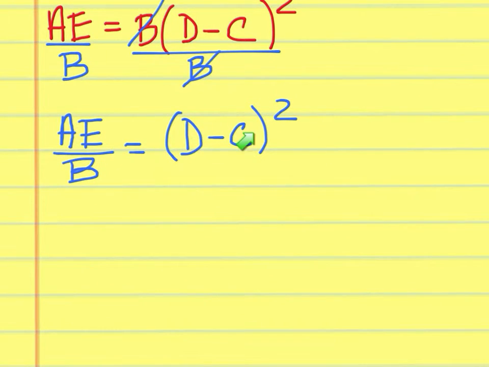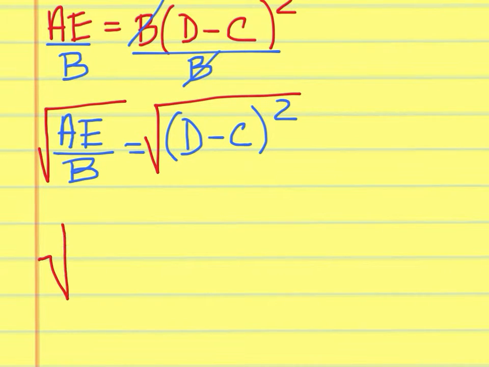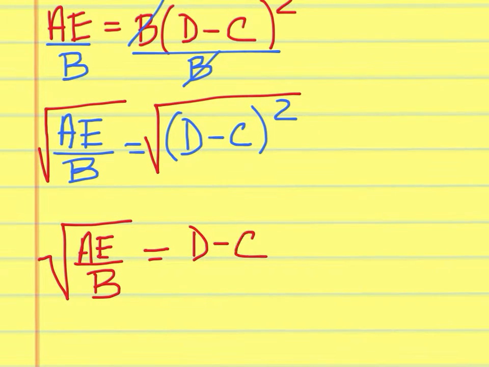We still cannot do anything with the C inside because it still has the D minus with it and the quantity is squared. We have to get rid of the quantity squared in order to be able to manipulate inside of that. To get rid of the quantity squared, you must square root both sides. So the square root of this side, the square root of that side, will leave you with the square root of AE over B equals D minus C.